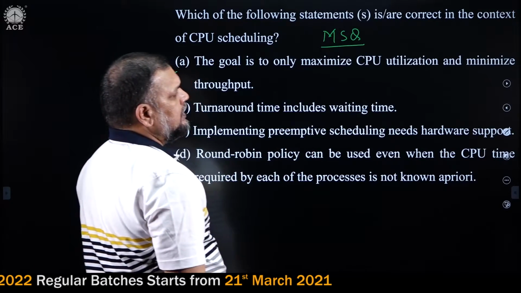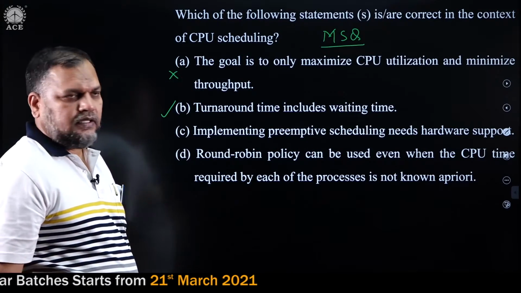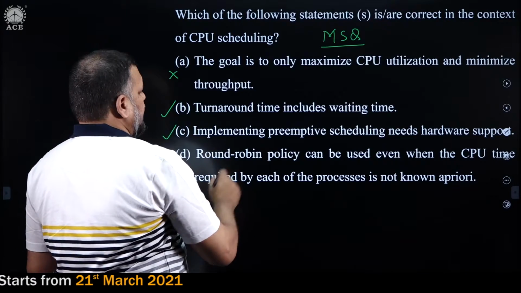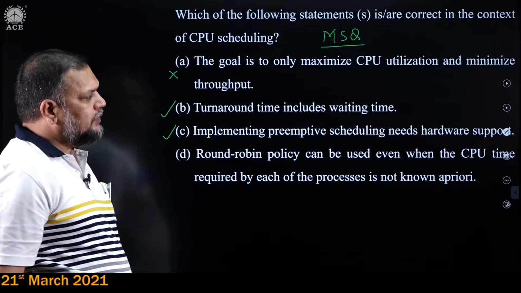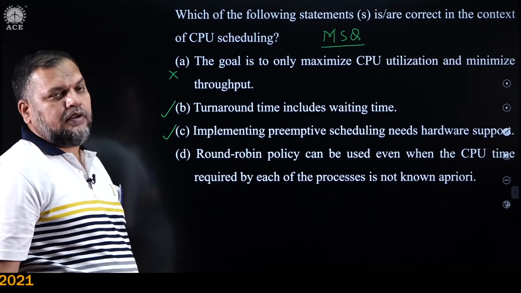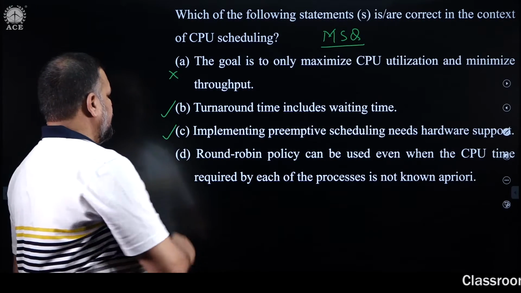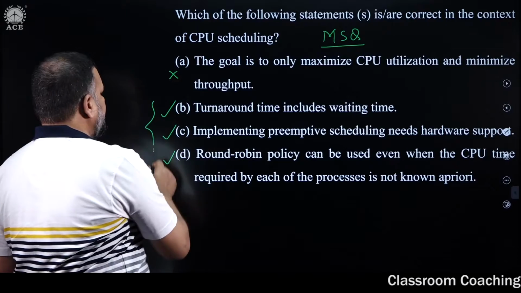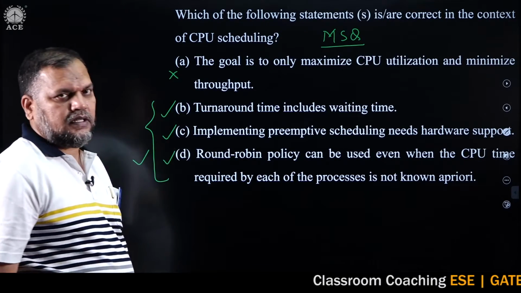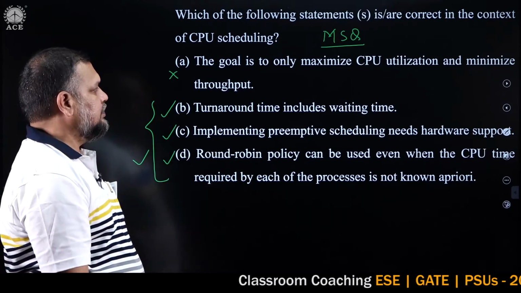Implementing preemptive scheduling needs hardware support in the form of a timer, so therefore this is also true. Round robin policy can be used even if you do not know the CPU time a priori. CPU burst times of the processes are not known a priori, so therefore this is also true. So, B, C and D are the correct answers. Got it? Very simple. Okay.